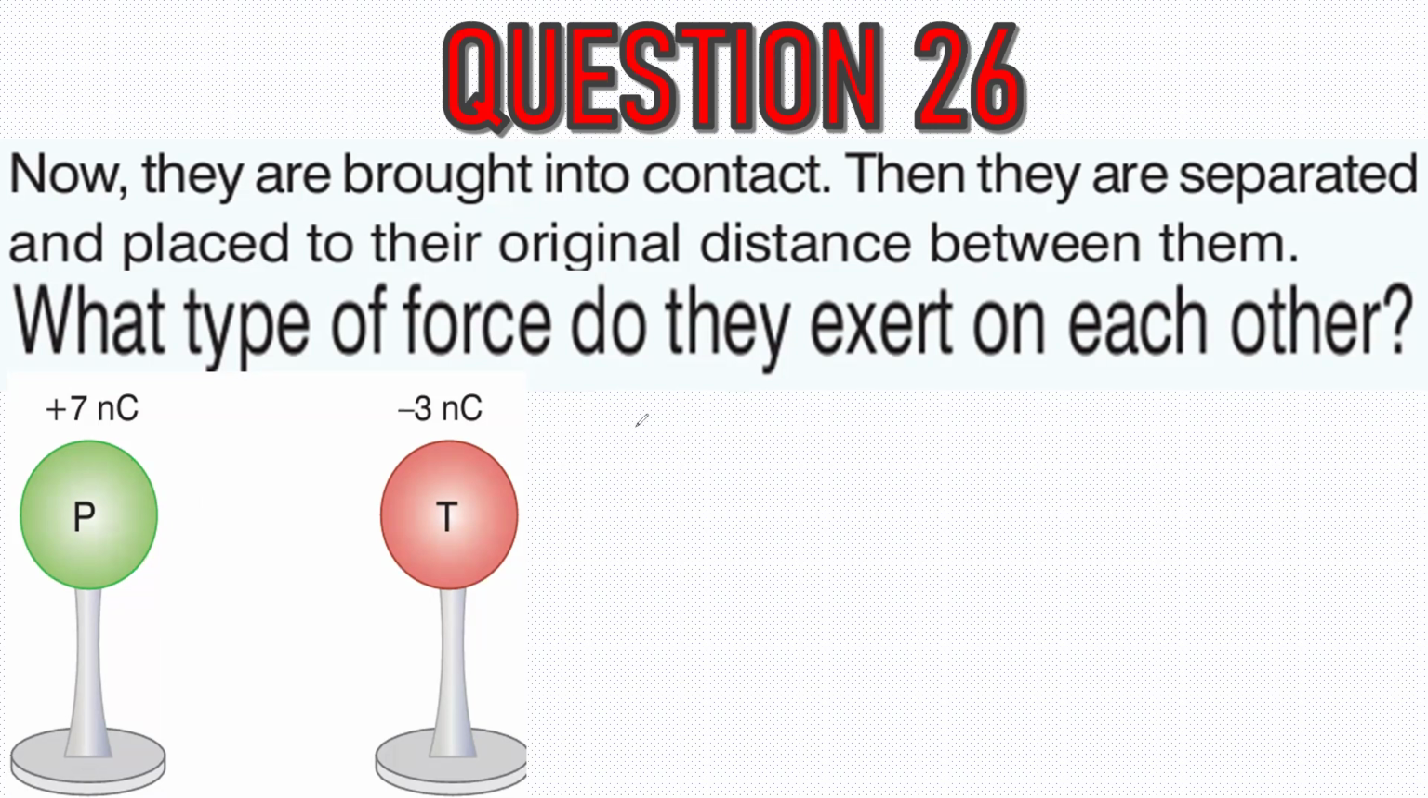All right, I hope you have done. So now we have the same charges when they touch each other. We can check what we are getting. Plus 7 minus 3, 4, divided by 2, getting 2 nanocoulombs. Nano, micro, big, after question 30, I will explain. So we have the same charge after touching each other.